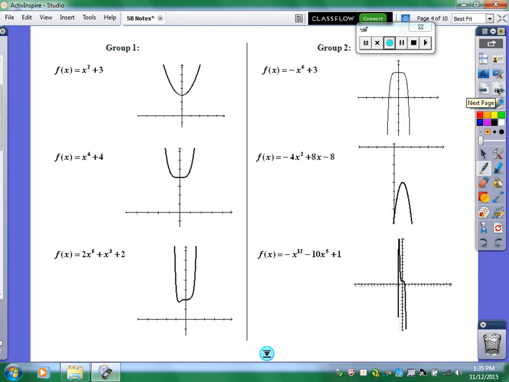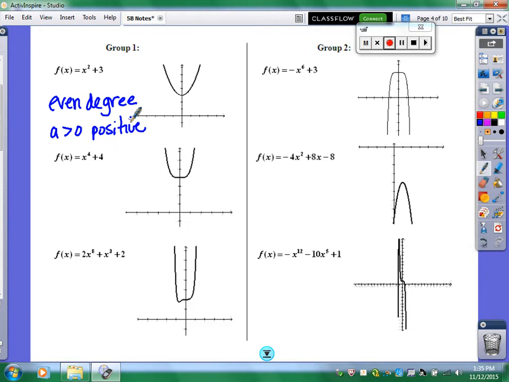Before we complete what's on the back here, you need to look at these examples. In group 1, what do all of these have in common? Look at the degrees. They all have what kind of degrees? If you said even, you get 2, 4, and 8. They're all even degrees. How about your lead coefficient? They all have 1, 1, and 2. They're all positive lead coefficients, so A is greater than 0, or positive. What do you notice about the end behavior? They're going in the same direction, and they're both going up.